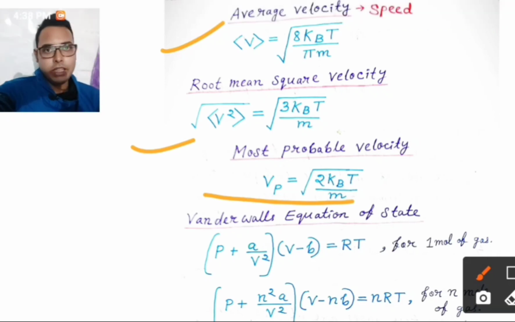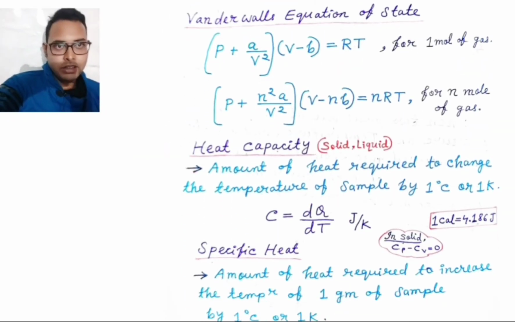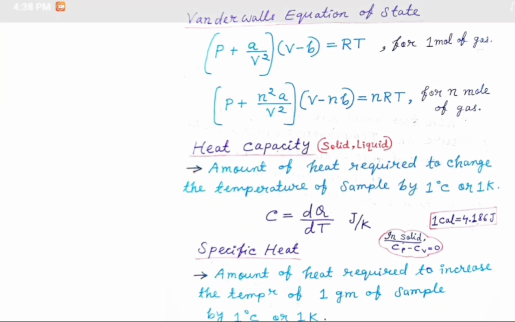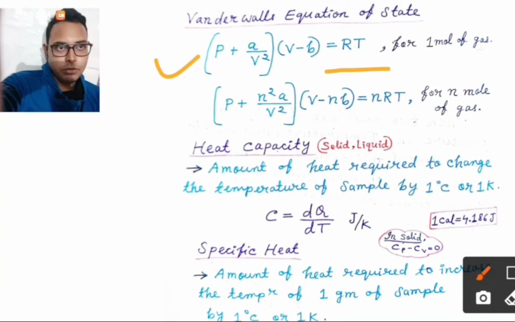And Van der Waals equation of state. Van der Waals gave some corrections to the equation of state, right? This is the Van der Waals equation of state: P plus a by V squared, into V minus b, equal to RT for 1 mole of gas.